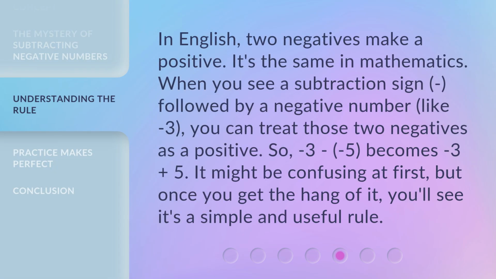In English, 2 negatives make a positive. It's the same in mathematics. When you see a subtraction sign, followed by a negative number, like minus 3, you can treat those 2 negatives as a positive. So, minus 3, minus 5, becomes minus 3 plus 5. It might be confusing at first, but once you get the hang of it, you'll see it's a simple and useful rule.